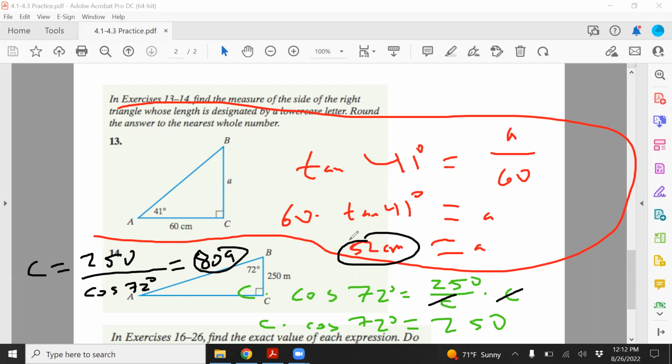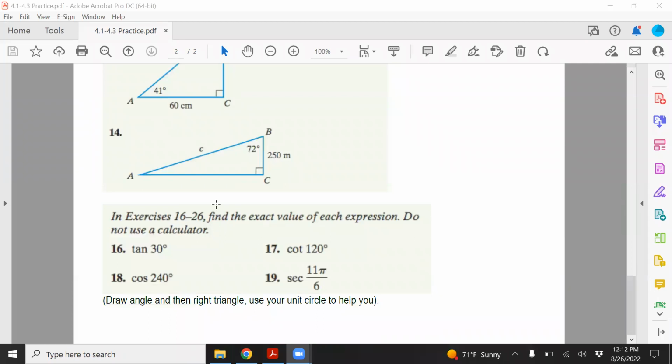Yeah, that's all. That's in meters. Okay. So just one little slight wrinkle with 14. The variable you're trying to solve for is in the denominator, not the numerator. And then lastly, these guys here, just use your calculator.